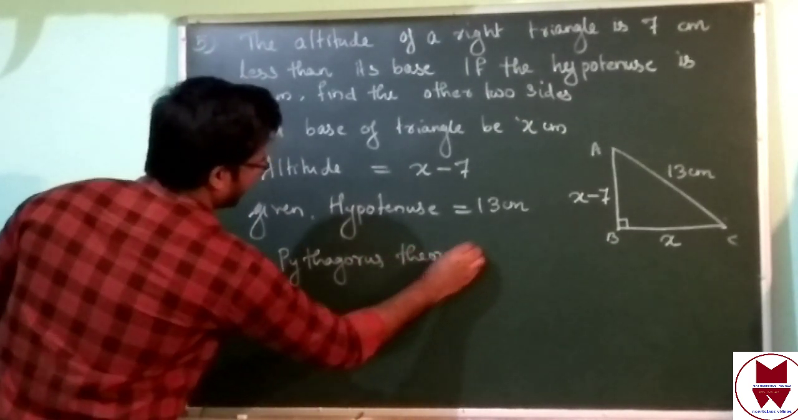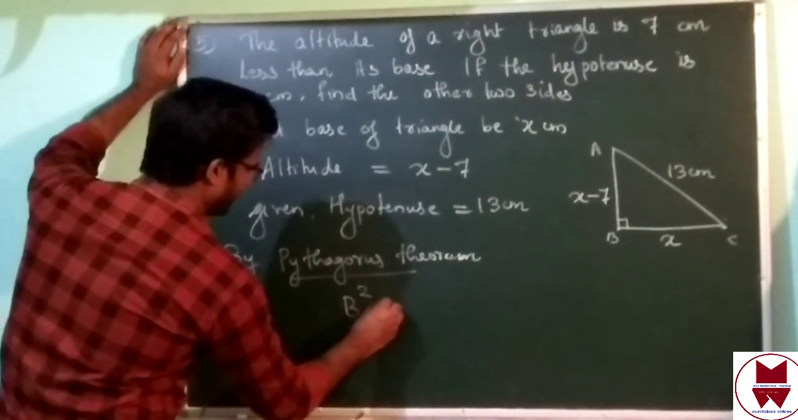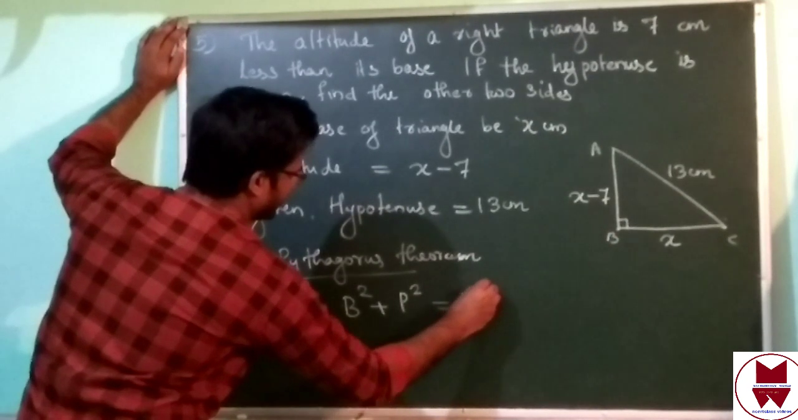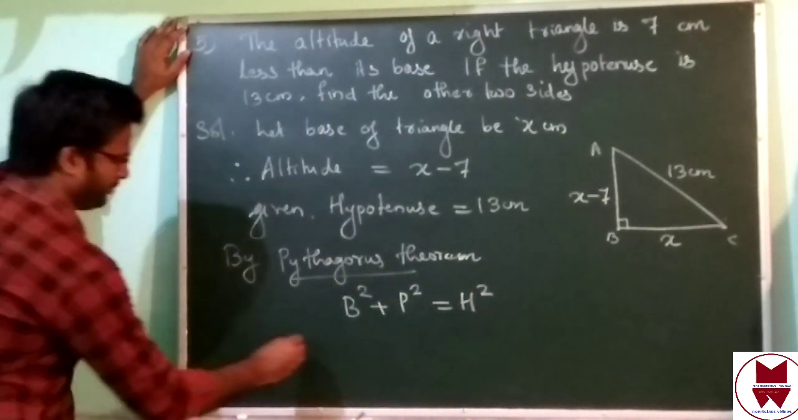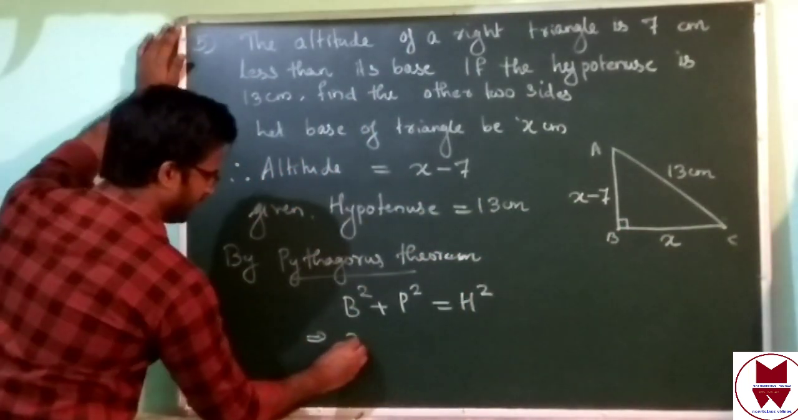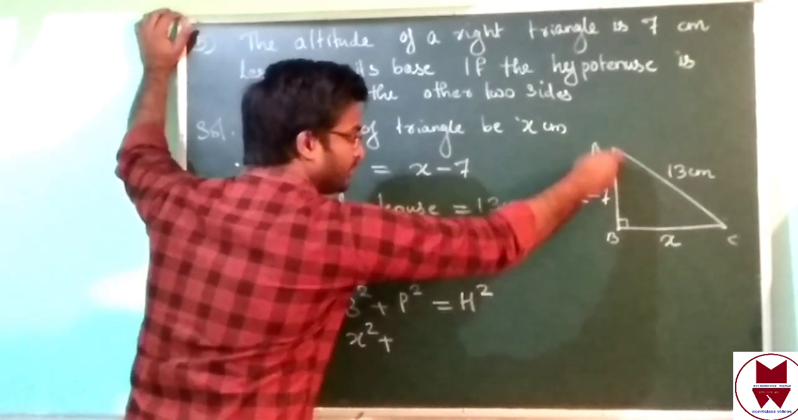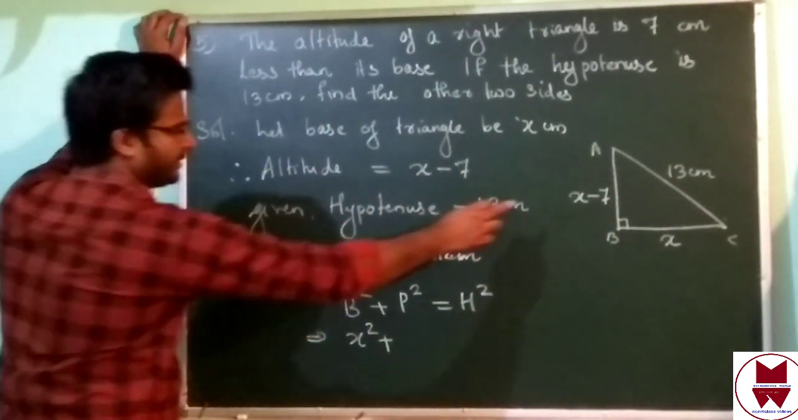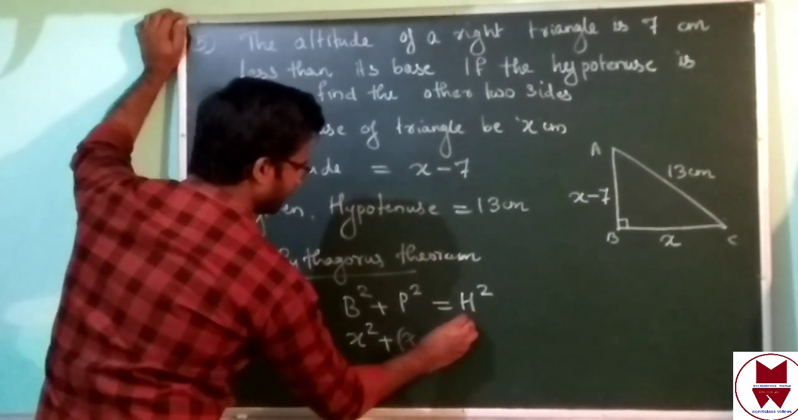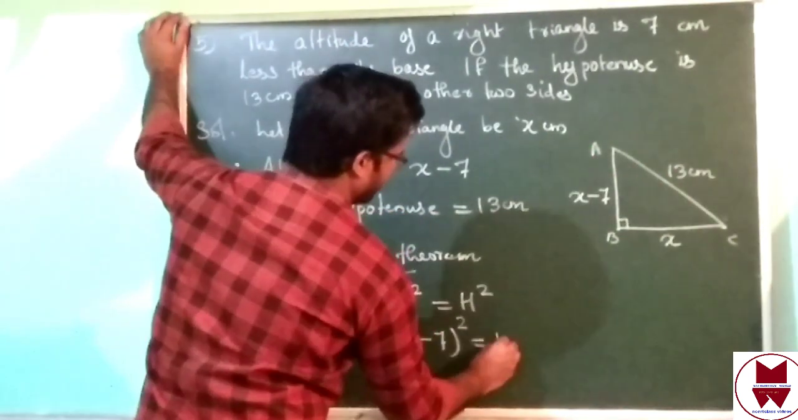What is Pythagoras theorem? Pythagoras theorem means base square plus perpendicular square equal to hypotenuse square. This is Pythagoras theorem. Then in here base, in this figure, base is x. We can write x square plus perpendicular. Perpendicular means altitude. This one AB, isn't it? What is that? x minus 7 whole square equal to hypotenuse square, that is 13 square.